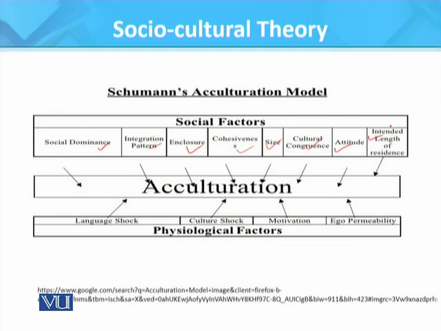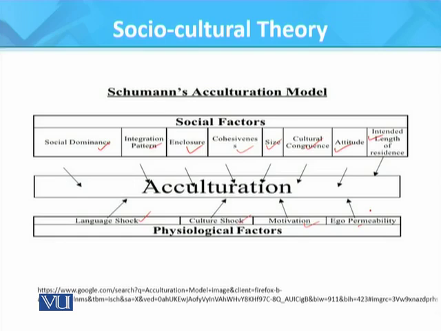Now we have the other layer which works in parallel: language shock, cultural shock, motivation, and ego permeability. Language shock is the disorientation caused by learning a new set of rules or new linguistic forms to which a learner is exposed. Cultural shock refers to anxiety, stress, and fears emerging from being exposed to a different and new culture.